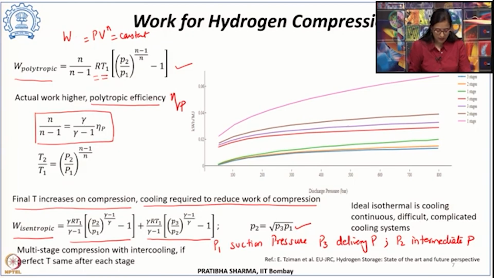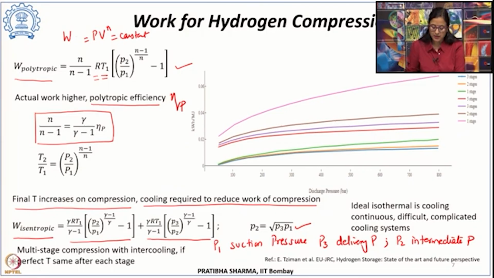Now, in multi-stage compression with intercooling in between, after each stage we cool the gas down to its initial temperature by introducing an intercooler. It does not become an ideal isothermal process, but we keep the temperature the same after every stage, and using that we can reduce the work of compression.